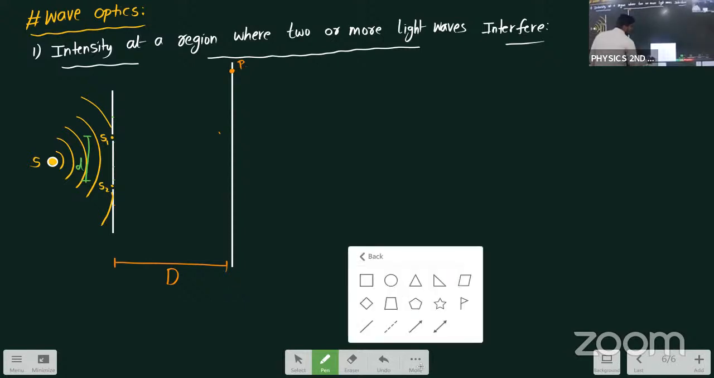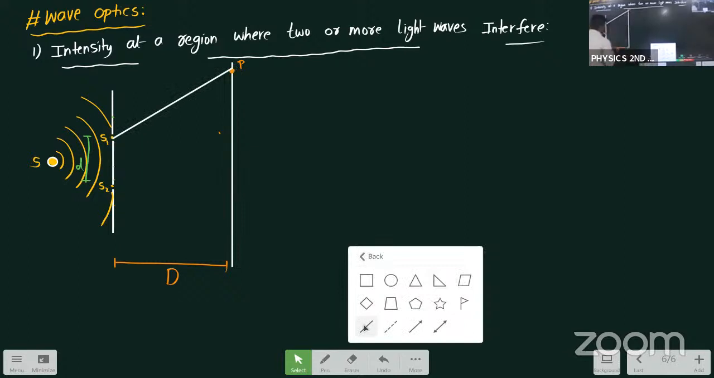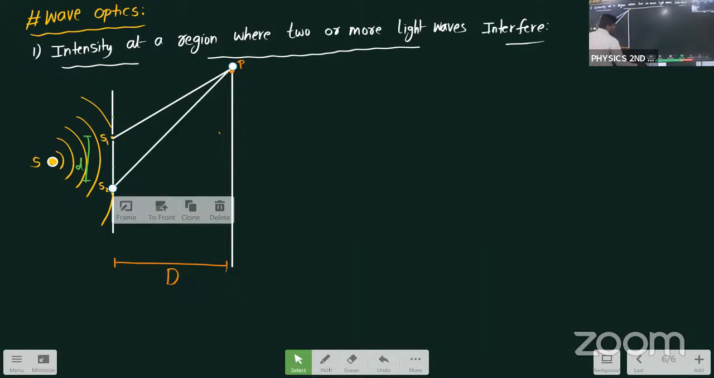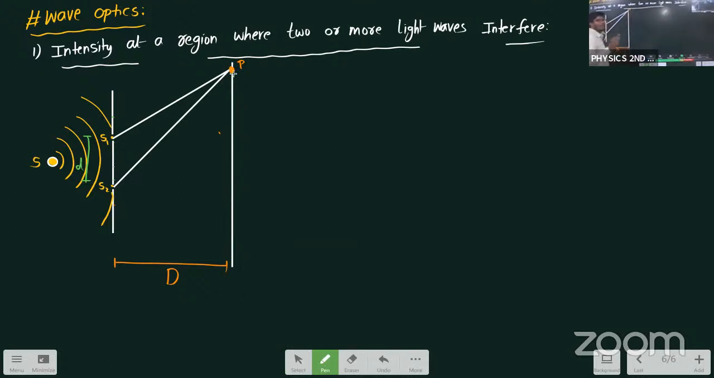So let me consider two waves here. One wave is coming from S1 and it is reaching point P. There is one more light wave which is coming from source S2. Again, these two light rays are meeting at this particular point. So wherever these two light rays are meeting, at that point, interference will happen. Which type of interference? We are going to determine those conditions.